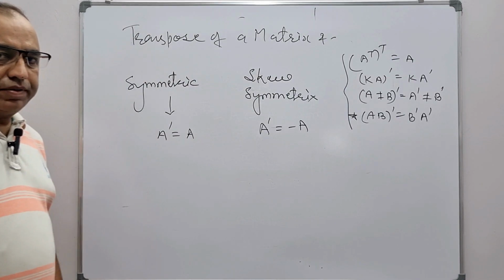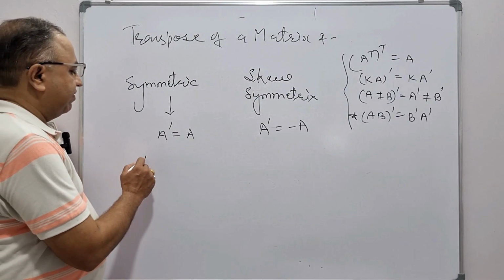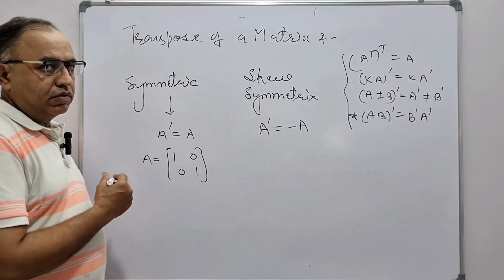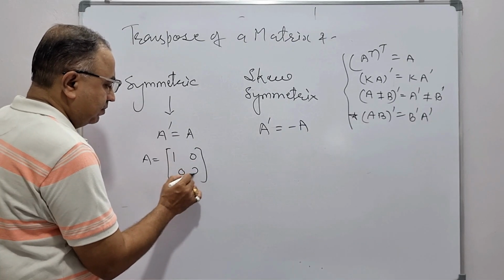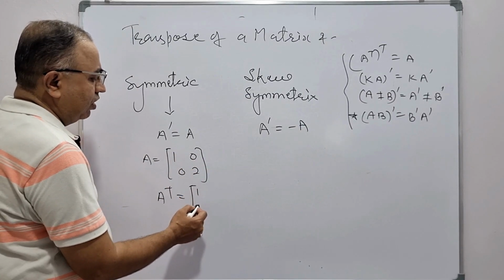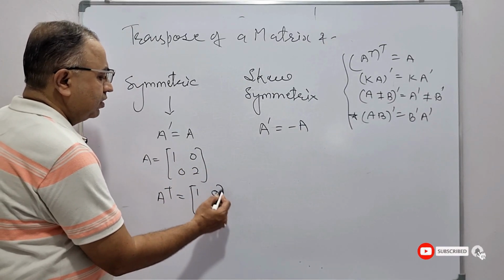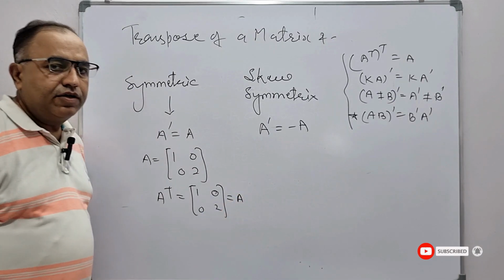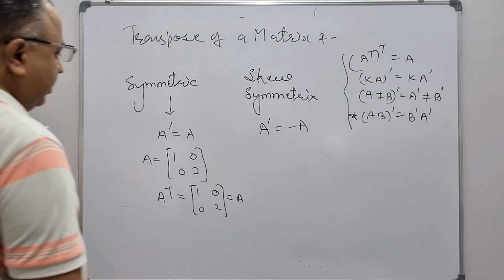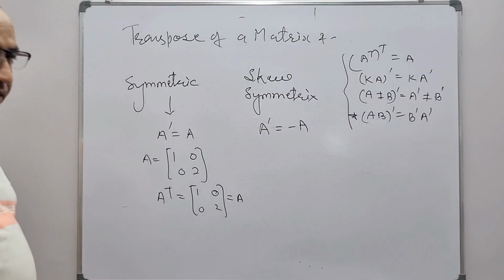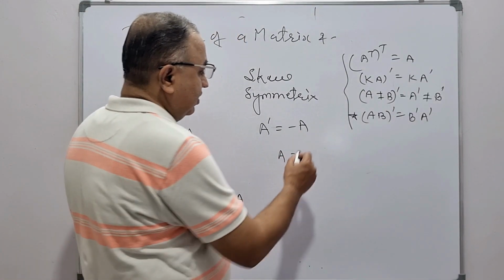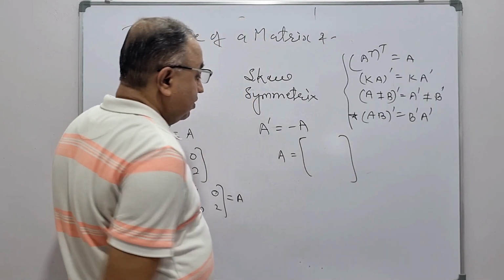Can you think of any example? For example, if you are taking here an identity matrix, 1 0 0 1, or 1 0 0 2 also you can take. Now find its transpose, converting first row into first column and second row into second column. It remains the same as A again. So it is an example of a symmetric matrix. Right. How can you take an example of skew-symmetric? Means if you find the transpose and you get minus outside.